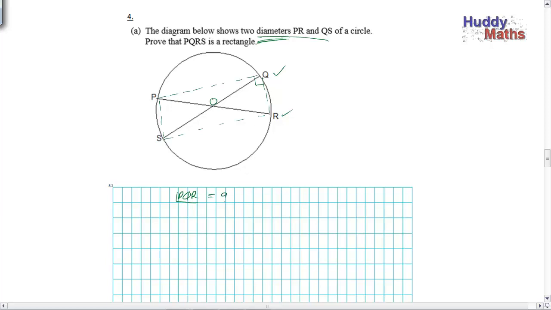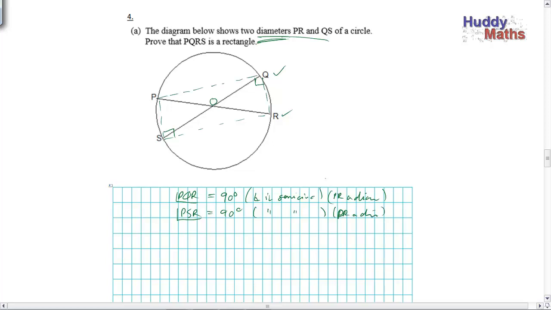PQR is 90, angle in semicircle, right? Because PR is a diameter. Don't have to put that. Okay, and what's the other one? So that's that angle. I think PSR, do the opposite one over here. Angle PSR is also 90, same reason, angle in semicircle. This time Q, PR diameter again.